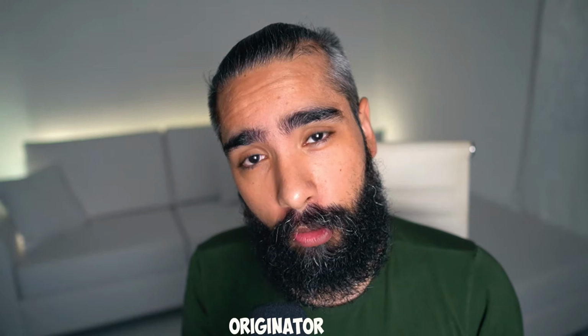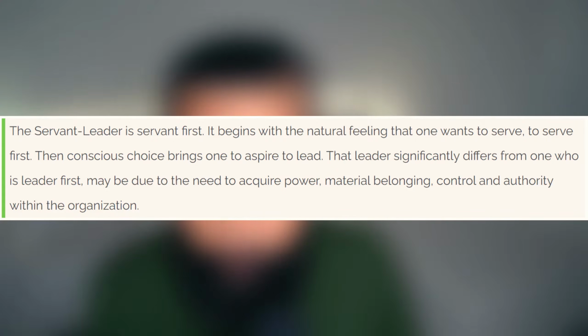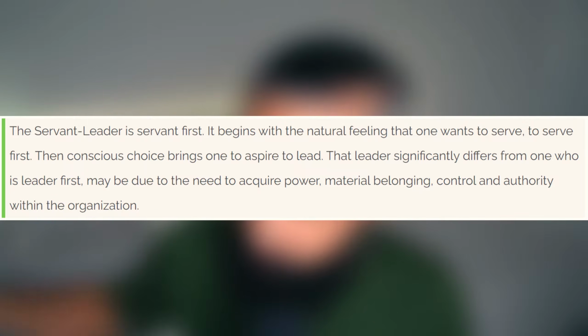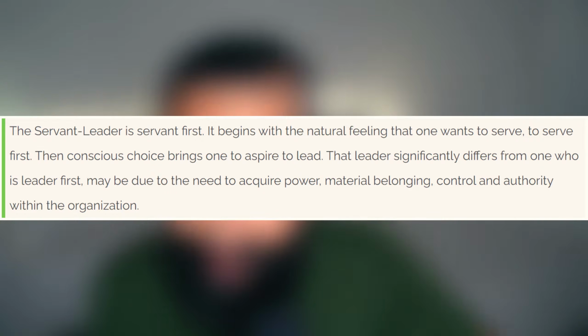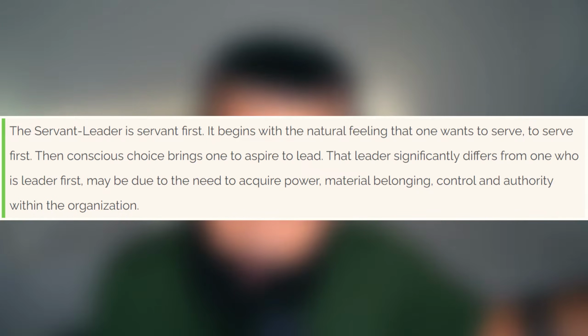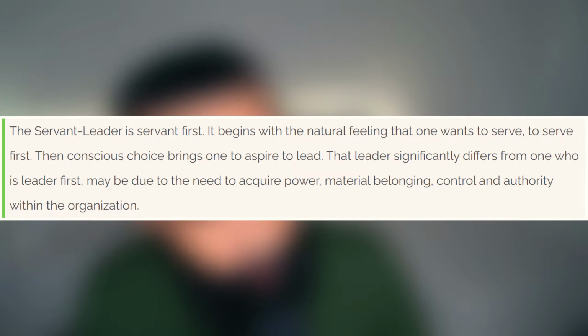Well, the originator of the servant leadership term, Robert K. Greenleaf, describes a servant leader as a servant first. It begins with a natural feeling that one wants to serve first. Then conscious choice brings one to aspire to lead. That leader significantly differs from one who is leader first, maybe due to a need to acquire power, material, belonging, control, and authority within the organization.